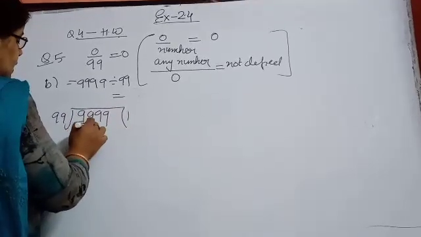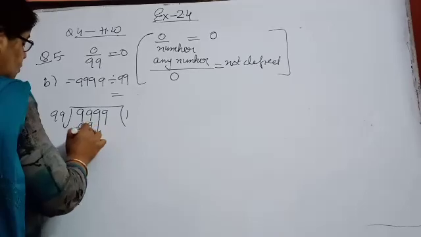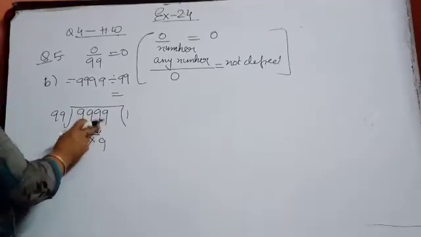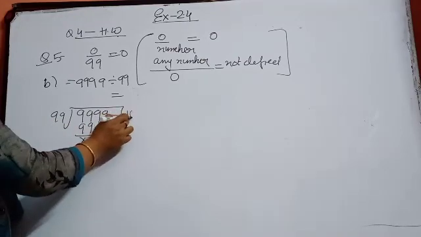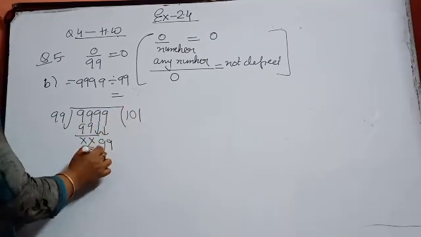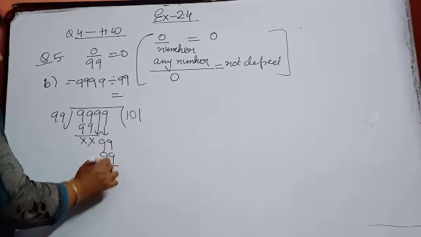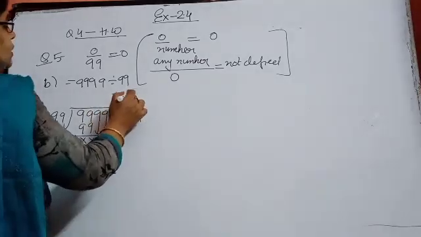99 ones are 99. Then nothing will be left. You bring down this 9. So only one number we are bringing down. Divisibility is not possible, so put 0 here and then bring down another 9. So 99 ones are 99. So what answer should we get? 101 should be your answer. It means the answer is equal to 101.